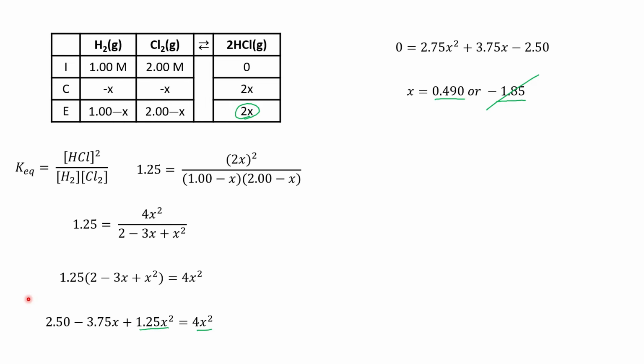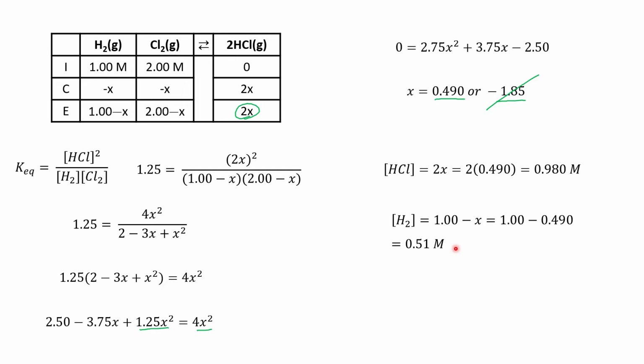We need to still get equilibrium concentrations. Let's start with the hydrochloric acid. Of course, our concentration of hydrochloric acid is just 2 times x. So that's going to be 2 times 0.490, and that is 0.980 molar. For hydrogen, that is going to be 1 minus x, or 1 minus 0.490, and that gives us 0.51 molar. And finally, for our chlorine gas, that is going to be 2 minus x, or 2 minus 0.490, and that gives us a concentration of 1.51 molar. I definitely recommend getting that quadratic equation program in your calculator if you don't have it already.